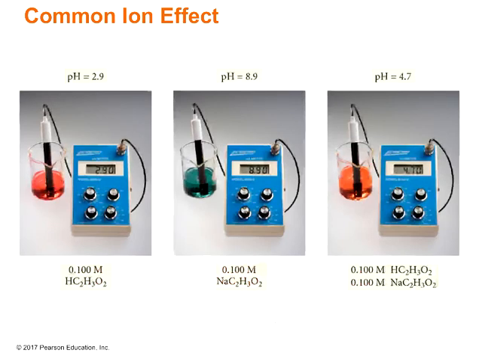So we can actually see this in this figure. If we were to measure the pH of acetic acid by itself, we would find the pH is about 2.9. And then if we measured the pH of sodium acetate by itself, the pH would be about 8.9, so basic. And then if we have a mixture of the two, the pH is around 4.7. So having a common ion present in solution is going to decrease the acidity of the solution. You'll notice we went from 2.9 to 4.7.